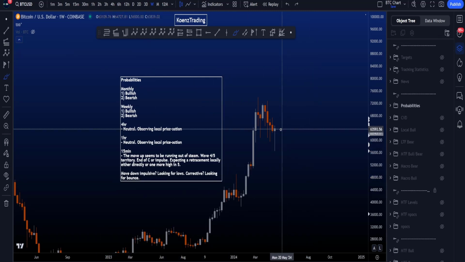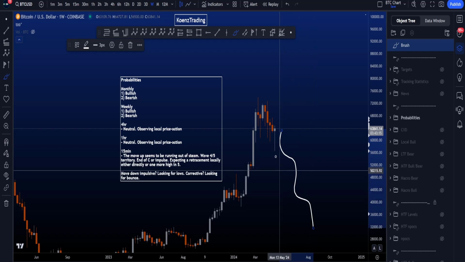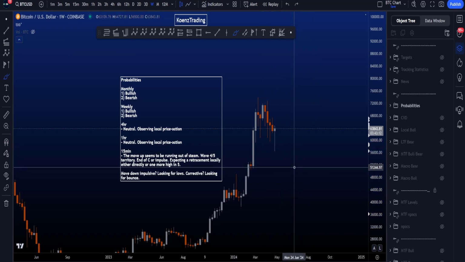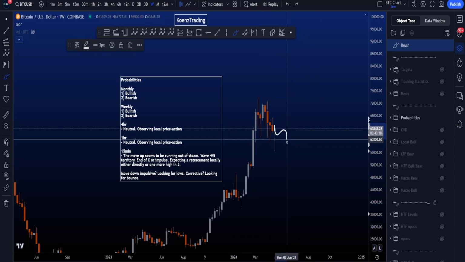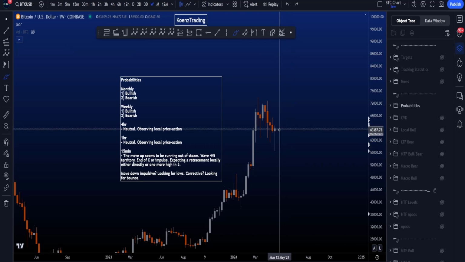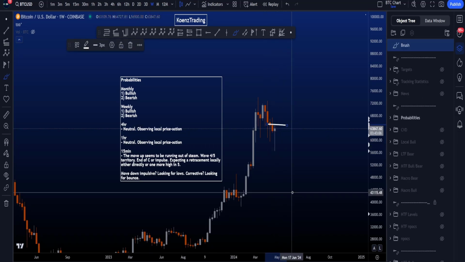If the move down is an impulsive structure, right, we're going to be looking for price to take the lows. However, if we can count a corrective structure to the downside in the retracement, we're going to be looking for a bounce and a continuation upwards.